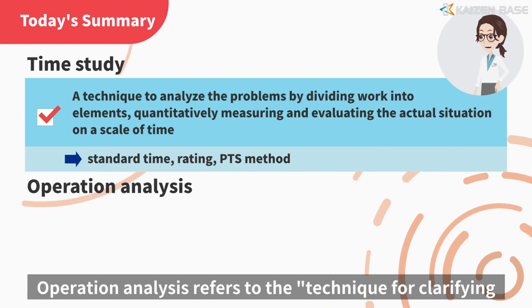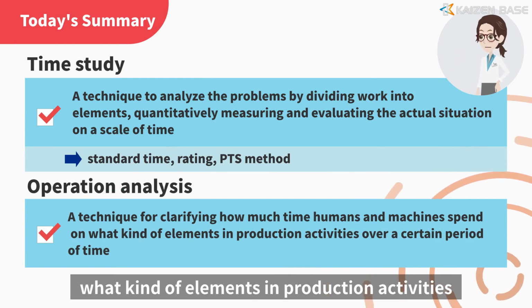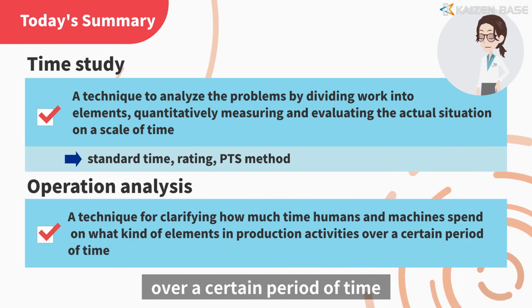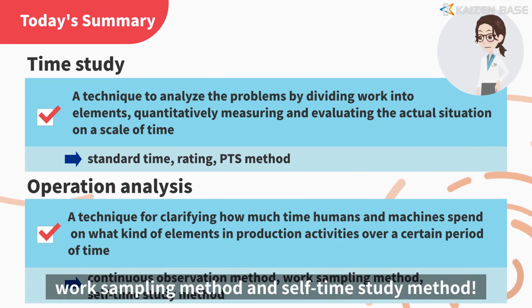Operation analysis refers to the technique for clarifying how much time humans and machines spend on what kind of elements in production activities over a certain period of time. The typical methods are the continuous observation method, work sampling method, and self-time study method.